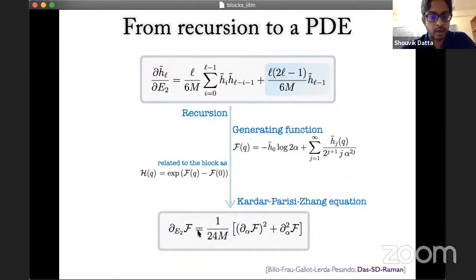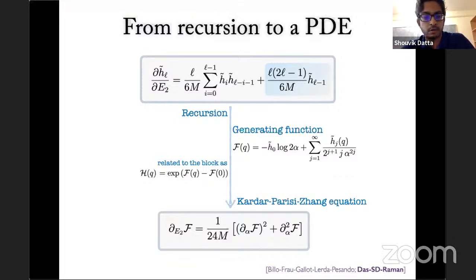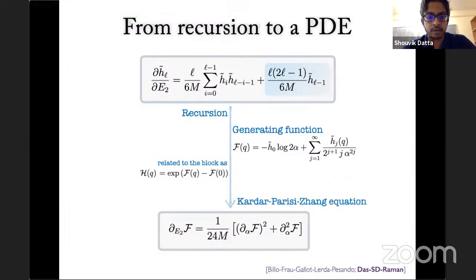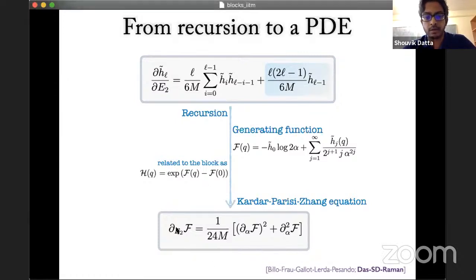So this is given by the Kardar-Parisi-Zhang equation, which appears in physics in a completely different context, in the growth of surfaces. But we see over here, this differential equation also governs the block. So note that there is the E2 derivative over here. So this does not fix the block completely, but the purely E2 dependence of the block can be fixed via this Kardar-Parisi-Zhang equation.